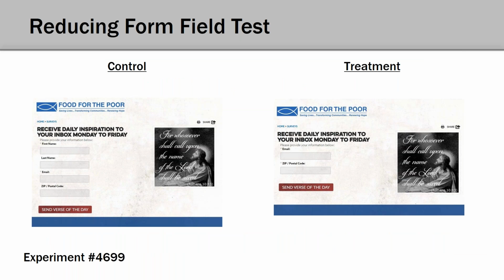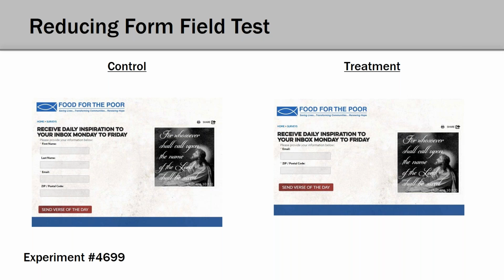This is another example. This was actually sent in from our friends at Food for the Poor. This is an experiment that they performed, and it's very similar to the last one. On the left, you see the control, and this is an email sign-up offer to receive daily inspiration in your inbox. So they send you a verse from the Bible every day, and the required fields are first name, last name, email, and zip code.